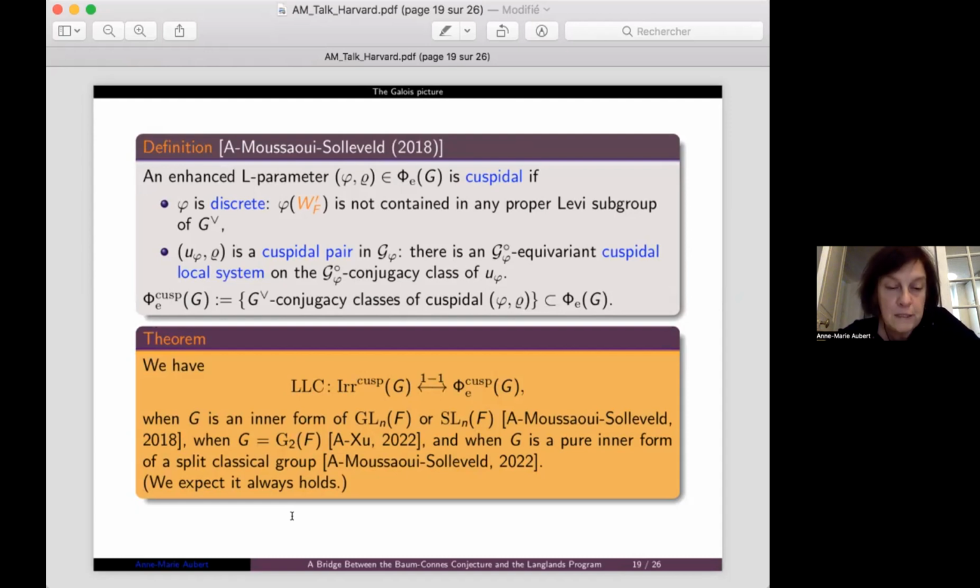So you have a notion of cuspidality, and we also have the following result, which was the motivation for introducing this notion. The local Langlands correspondence, in the cases where it has been established, defines a bijection between the set of supercuspidal representations of a group and the set of cuspidal enhanced parameters. This is true for inner forms of GLN and SLN, for G2, and also when G is a pure inner form of a split classical group. And we conjecture that it is always true.